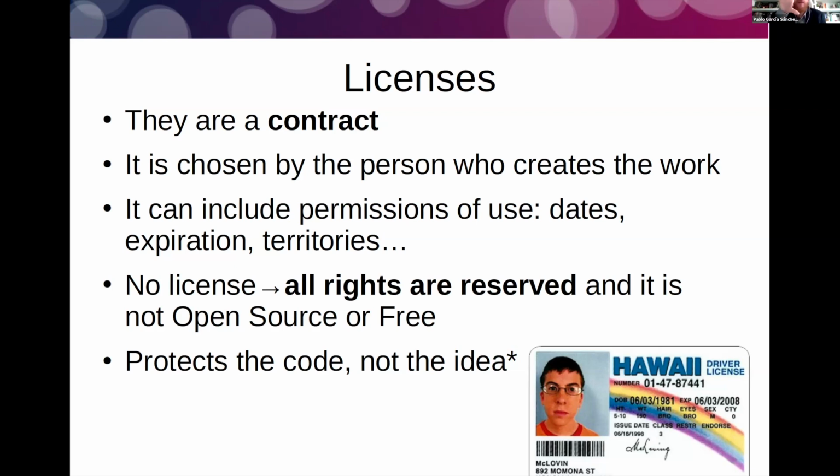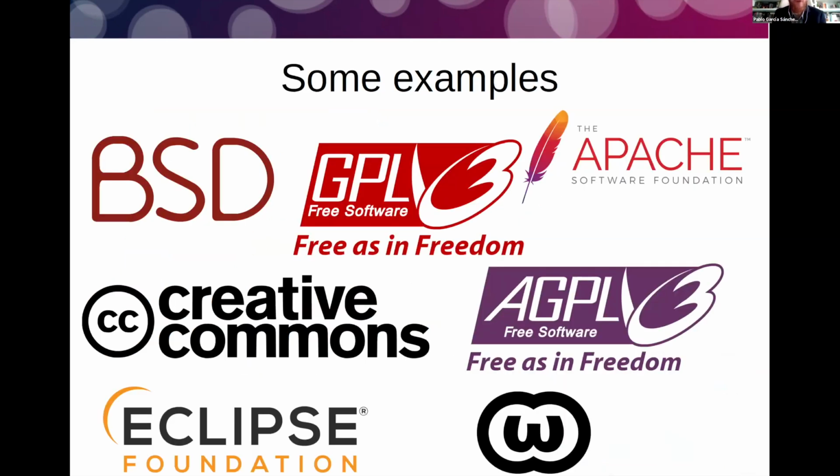You cannot copy my text, but you can create your own recipe of a Spanish omelette, changing the text, okay? There are a lot of licenses available to the public. Probably you mentioned someone, the GPL is one of the most famous licenses up there. But there are hundreds. This is a small example of licenses I usually use. For example, the GPL, the Apache, the AGPL, Creative Commons, Eclipse Foundation.